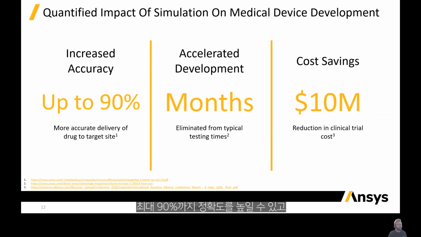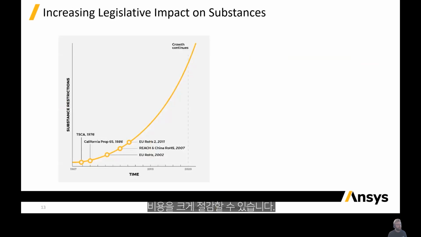And some of the impact in terms of medical device development is that by using simulation early on, you can have up to 90% increased accuracy. You can accelerate a development timeline by months, and you can, of course, lead to major cost savings on a project or a program. But one other thing that we want to talk about today, which is very critical, is the concept of legislations, particularly their impact on substances. So there have been a number of legislations that have been passed globally, restricting the use of substances within materials and other details like that.